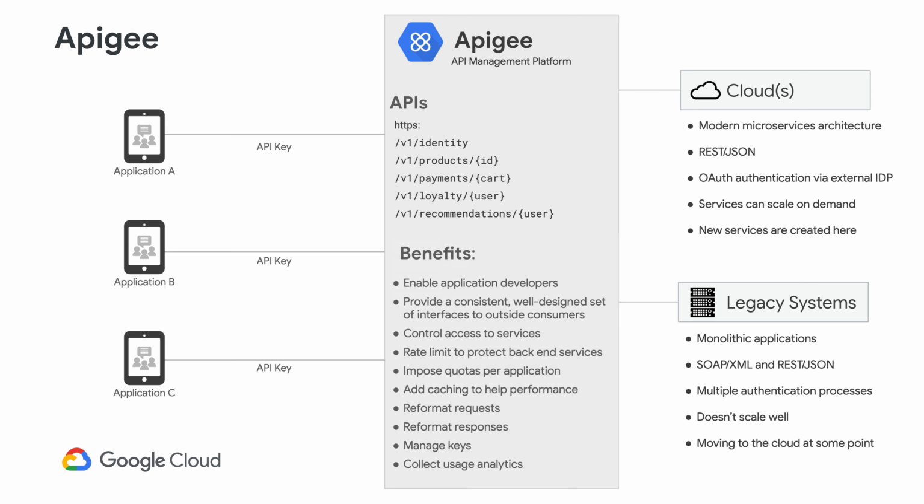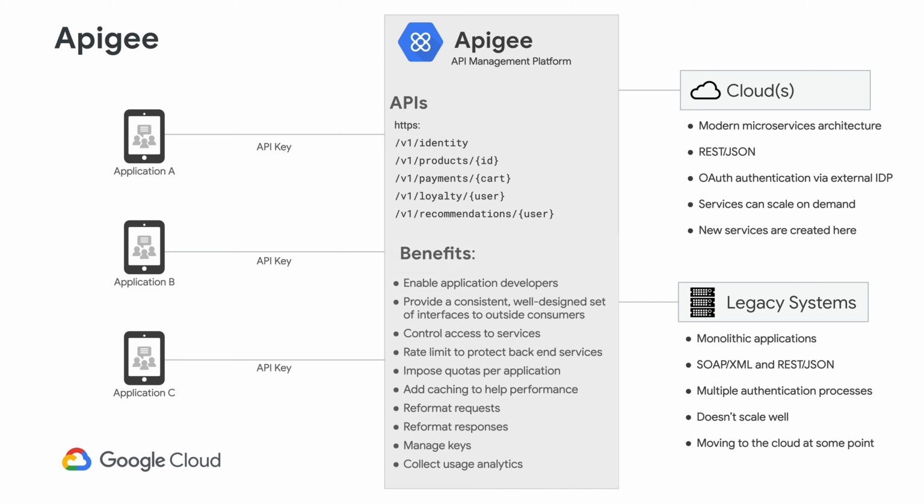Some other benefits we might get. We can enable the application developers. We have a nice portal for those folks, and it's going to be much easier to write new applications. We'll provide a consistent, well-designed set of interfaces to the outside consumers, and we're going to control access to the backend services. We'll rate limit to protect backend services.